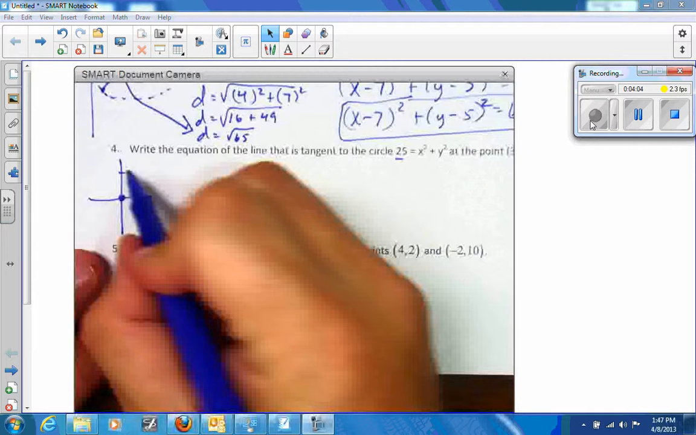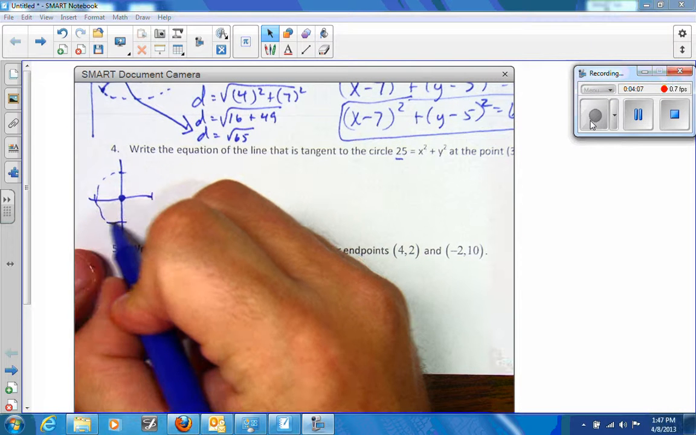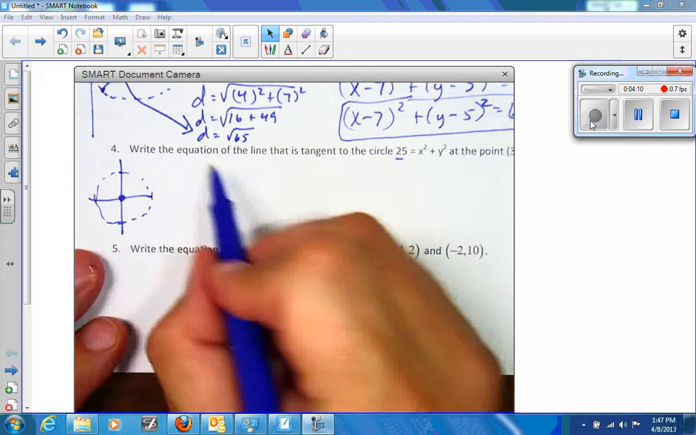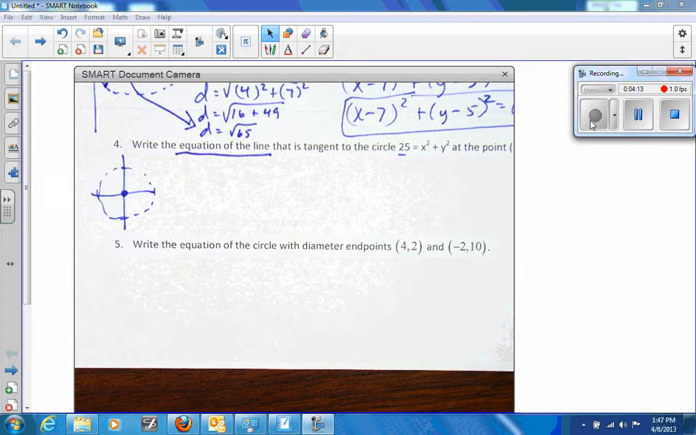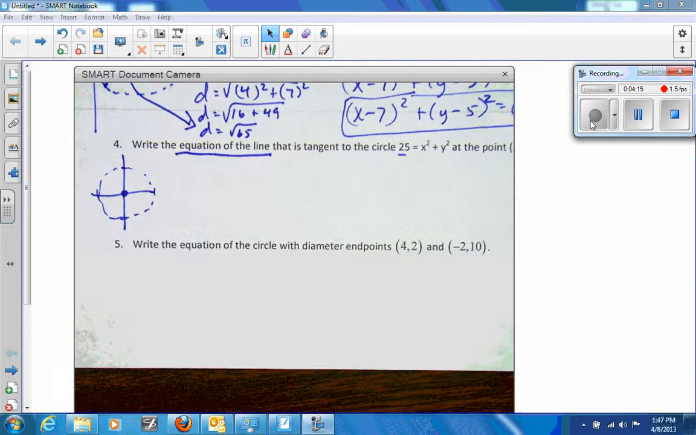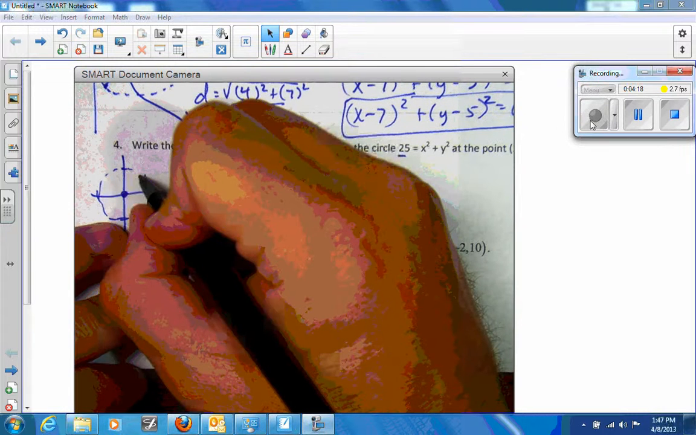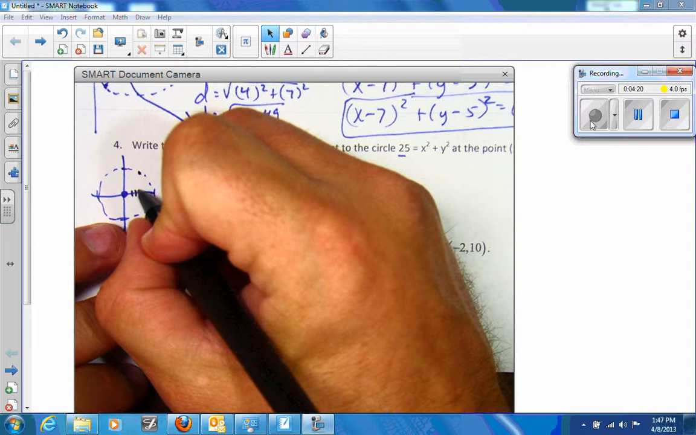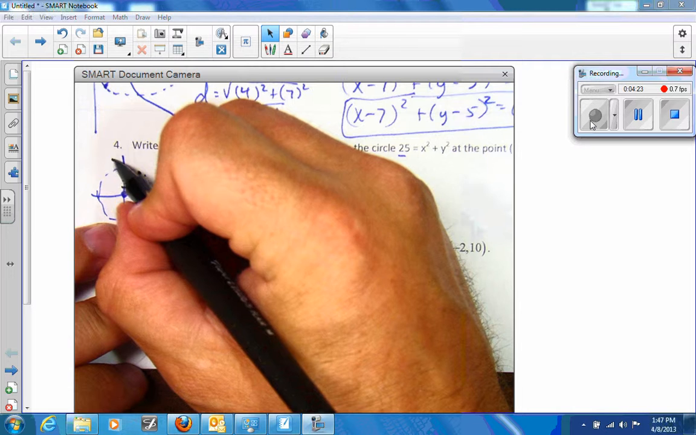Okay, so my radius is going to be 5. Now this one's asking for the equation of the line. This is a little different than what we've asked before. It wants the line that is tangent and goes through the point (3, 4). So at 1, 2, 3, and 1, 2, 3, 4. It wants the equation of this line.